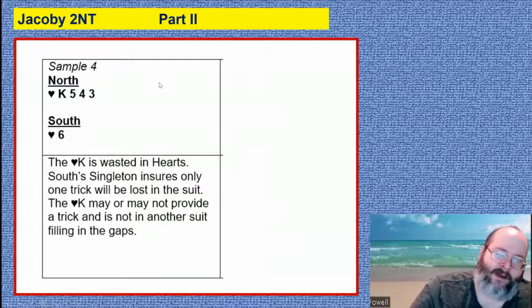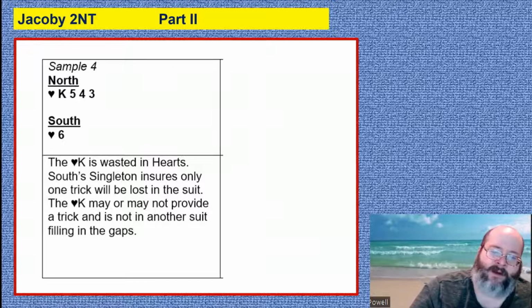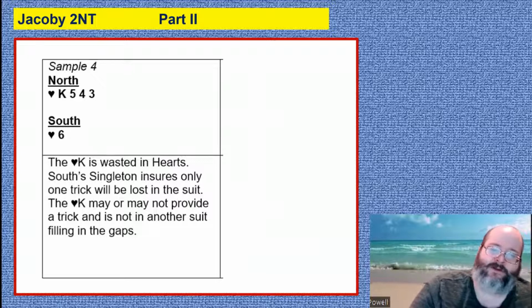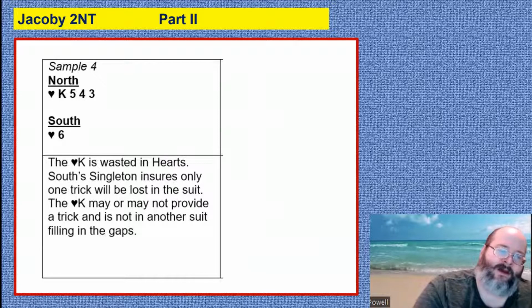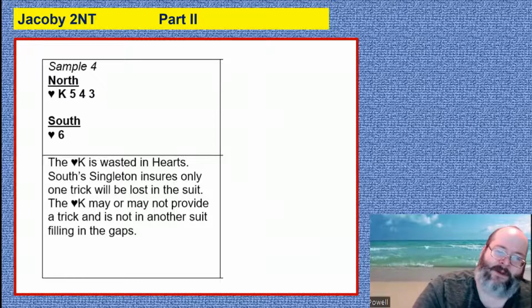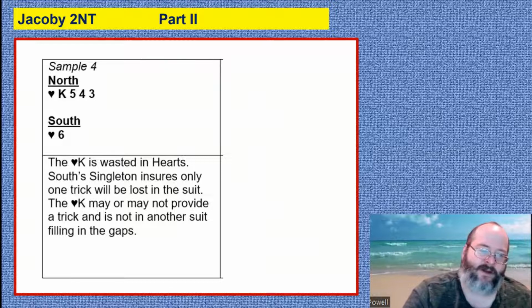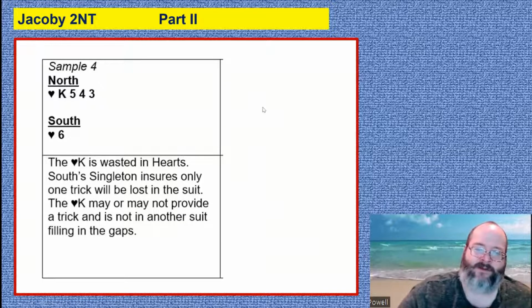Number 4 here. Now here I have the king opposite singleton, and that king is basically wasted here, right? The singleton in South means that I'm not going to lose more than 1 trick in the suit. So the king is not providing that purpose. The king may or may not provide a trick depending on where the ace is, right? And the king is not in another suit doing me some good, right? So we will refer to the king here as wasted values, right? It's just sitting out there. Maybe we'll be able to make some use of it, but we will not be able to make good use of it. Okay, it is not providing anything for us that the singleton is not already providing, and the discard is, maybe it becomes a trick, maybe it doesn't. It's only 50-50.